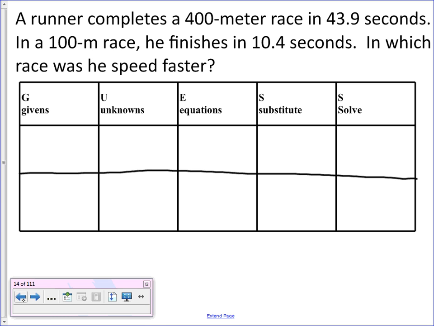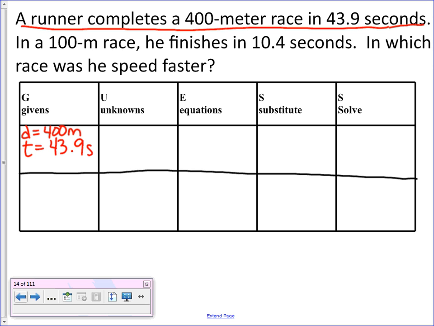So let's take the first part of this. A runner completes a 400-meter race in 43.9 seconds. What do we know? We know distance equals 400 meters. We know time is 43.9 seconds. And if you look in the last sentence, in which race was his speed faster? So we're solving for speed. Speed equals change in distance over change in time.